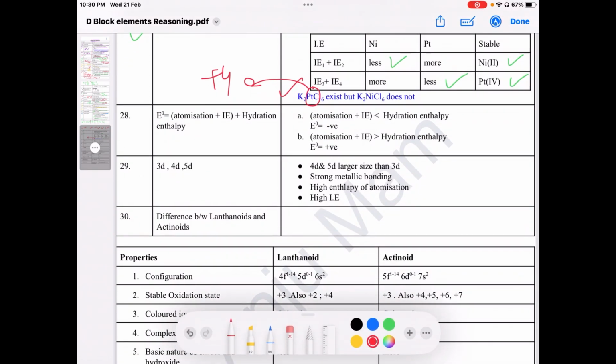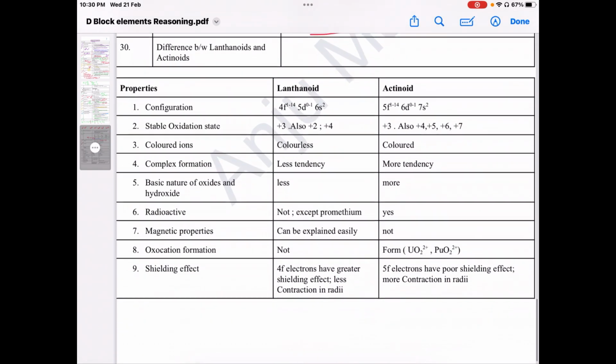E naught is a sum of atomization, ionization and hydration enthalpy. If hydration enthalpy is more, hydration enthalpy being a negative value, then the E naught value will be negative. If hydration enthalpy is lesser, then the E naught value is positive for a given compound or radical. Then 3d, 4d, 5d series. 4d and 5d series have a larger size, strong metallic bonding, high enthalpy of atomization and high ionization enthalpy.